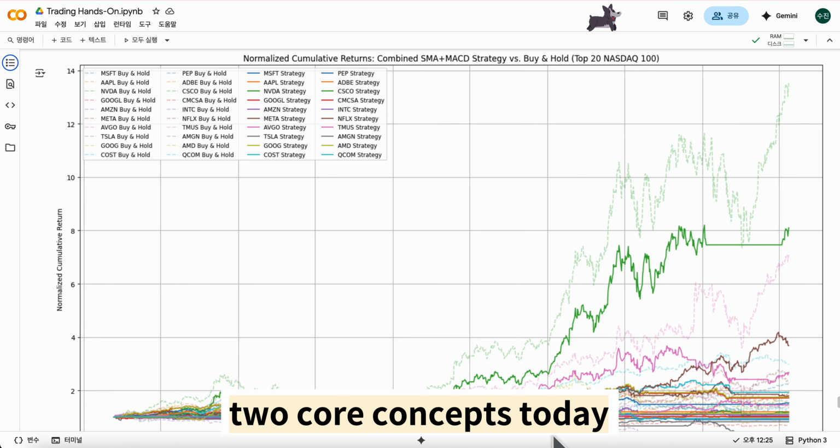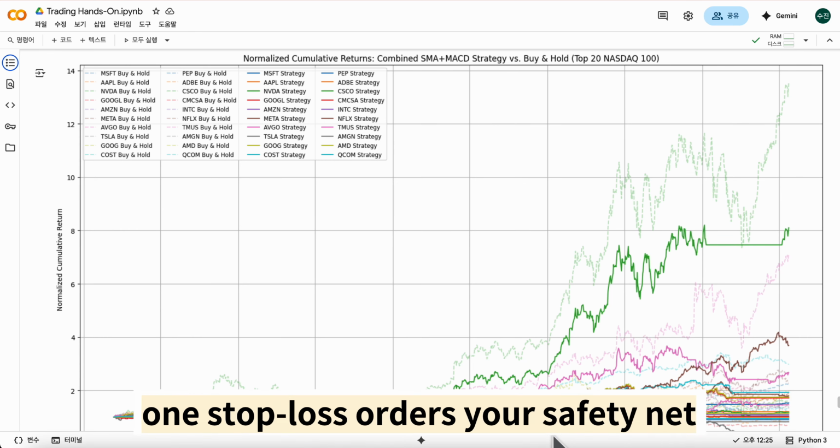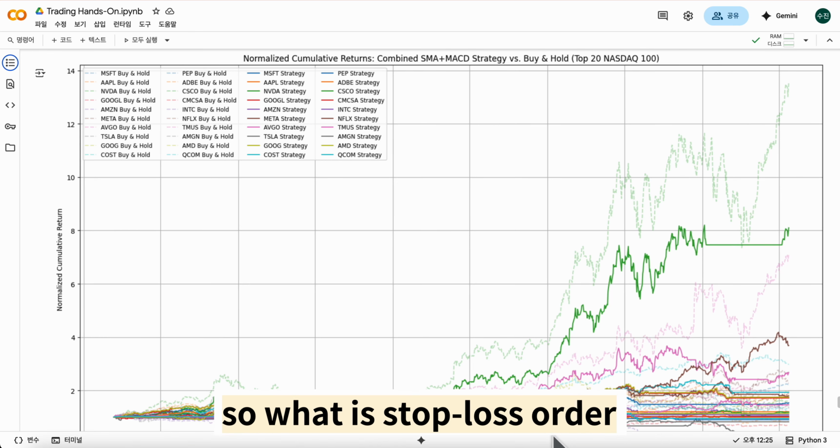We are going to cover two core concepts today. 1. Stop loss orders. 2. Position sizing. Let's start with part 1: Stop loss orders, your safety net. So what is a stop loss order?